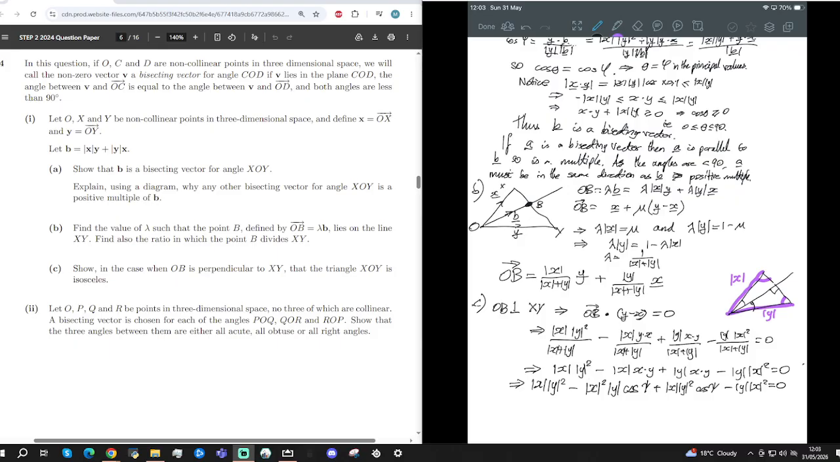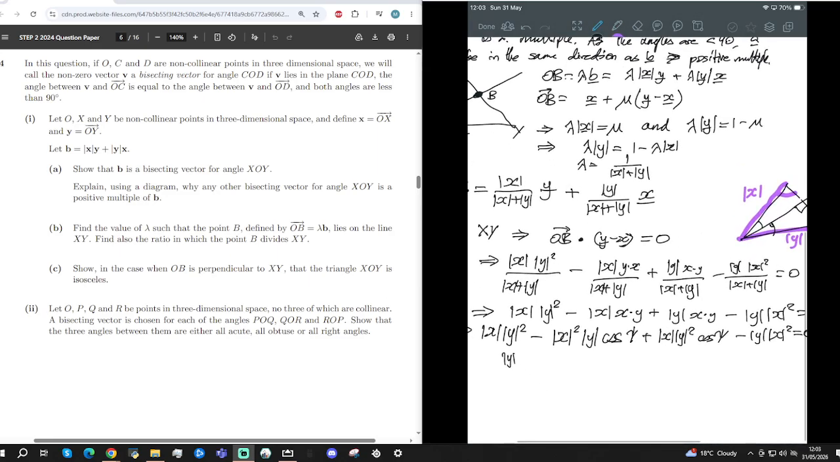Now I can cancel out a mod x and a mod y from every term. So mod y minus mod x cos phi. Starting to feel like I'm going to be going around, maybe not in circles, but not getting to an effective point. Now certainly if mod y equals mod x, this holds.